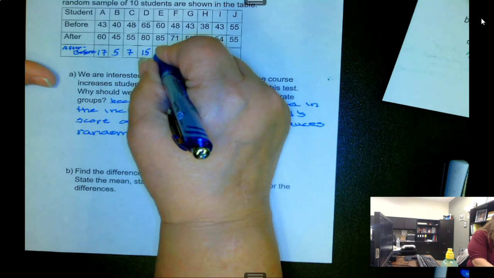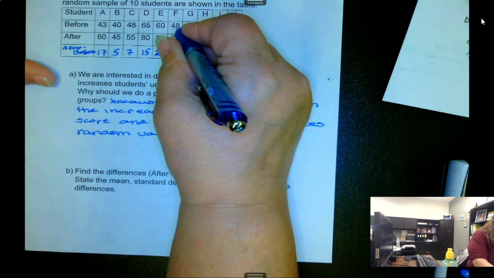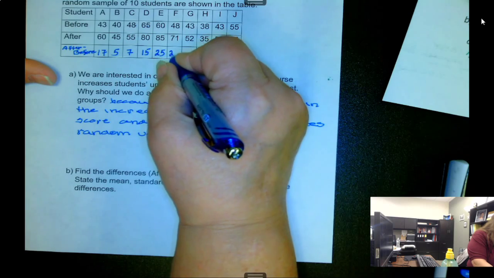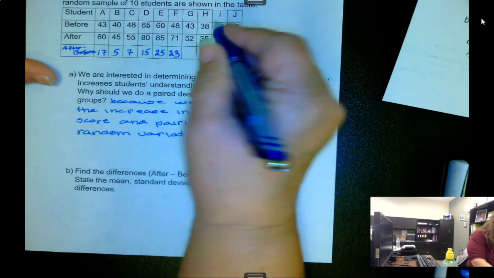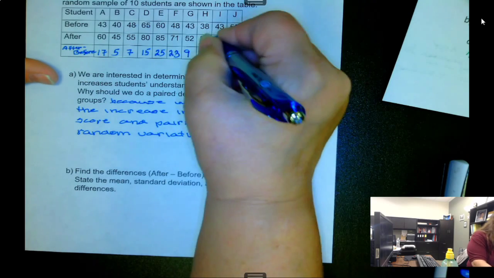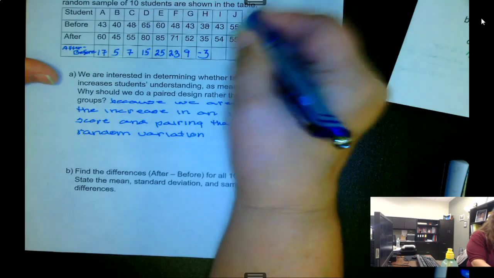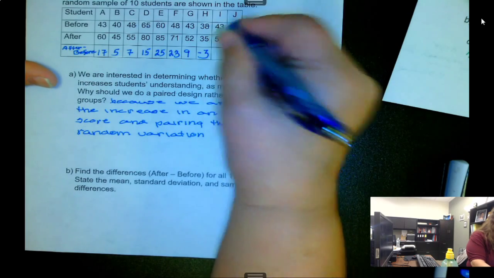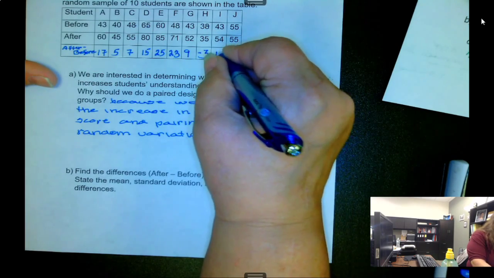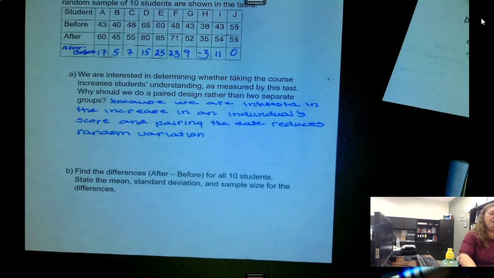85 minus 60 is 25. 71 minus 48 is 23. 52 minus 43 is 9. 35 minus 38 is a negative 3. 54 minus 43 is 11. 55 minus 55 is 0.